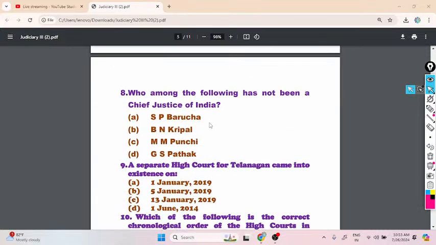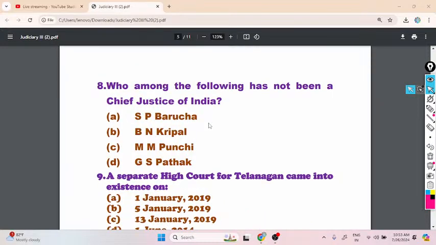Next, who among the following has not been Chief Justice of India? Kindly look at the list of Chief Justices. We have had 50 Chief Justices so far. So kindly go through the list and examine and ensure that you remember how many Chief Justices there were, who is the longest serving CJI, and who have been the Chief Justices of India since 1950.